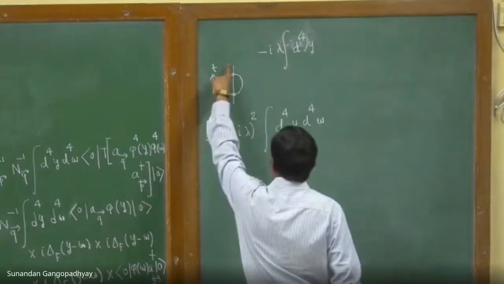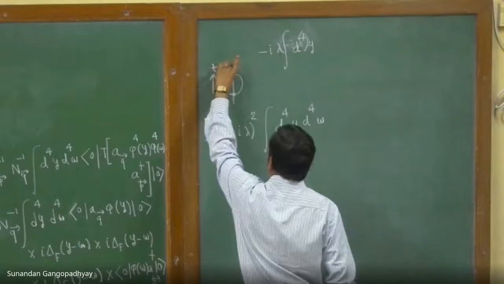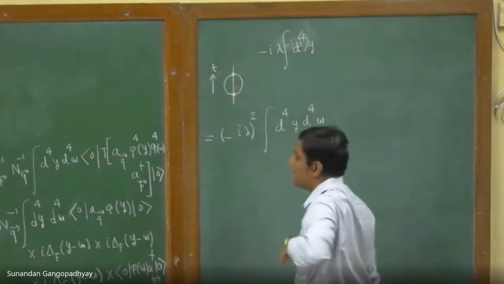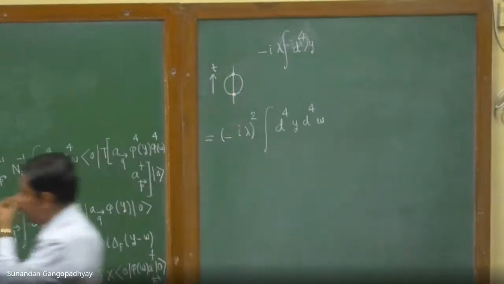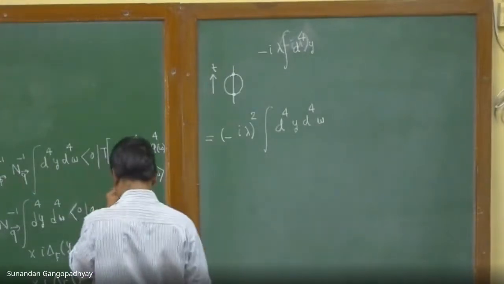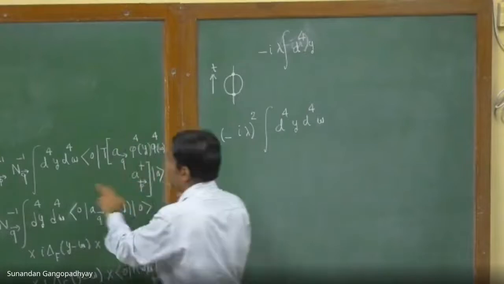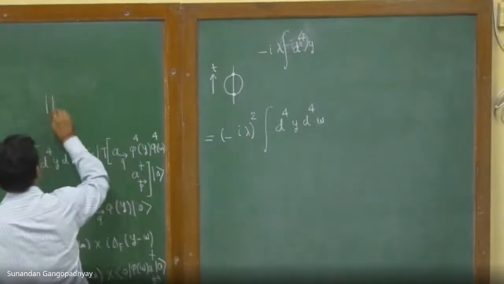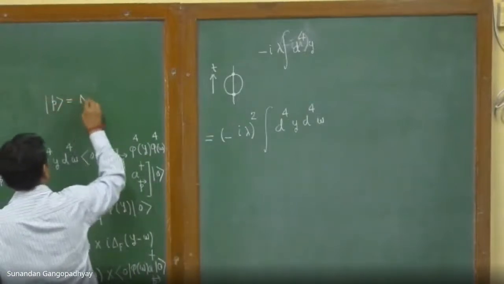Now you have to apply the rules for the external lines. I told you, since here we have used a normalization of this form, that is, we have used the fact that ket P, we have used this normalization, right?